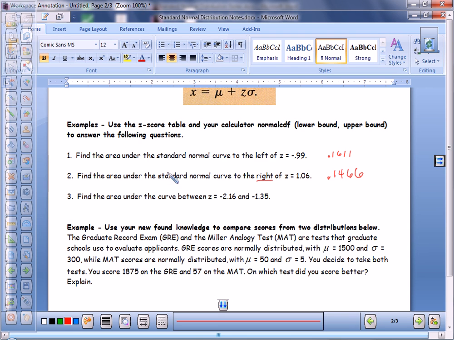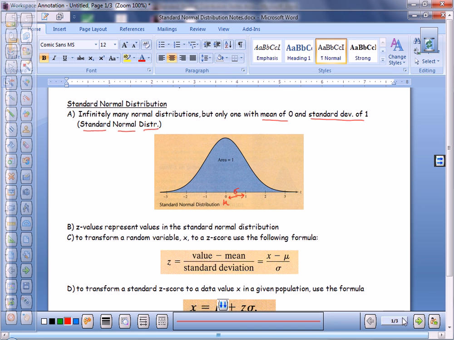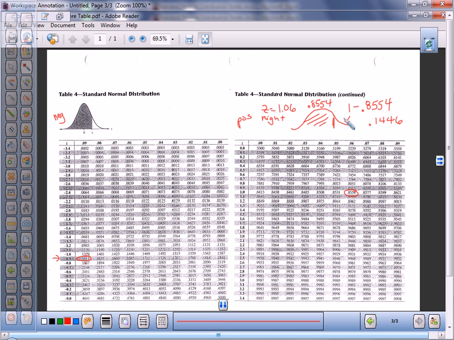Just for fun, let's take a look at our z-chart. What would negative 1.06 be? Negative 1.06 is exactly what we got when we subtracted, because this is symmetric. So if I'm looking at this area over here, it's going to be the same as that area there. So instead of doing the 1 minus, I could just look up the opposite of that when I'm looking to the right.